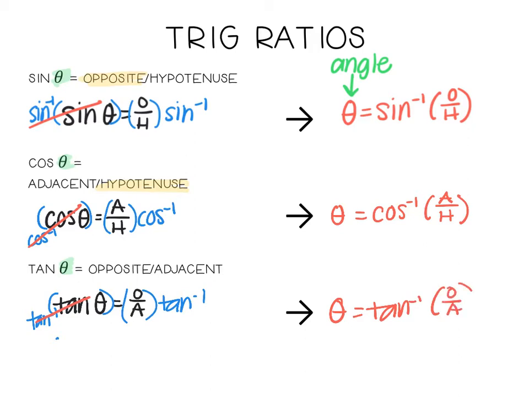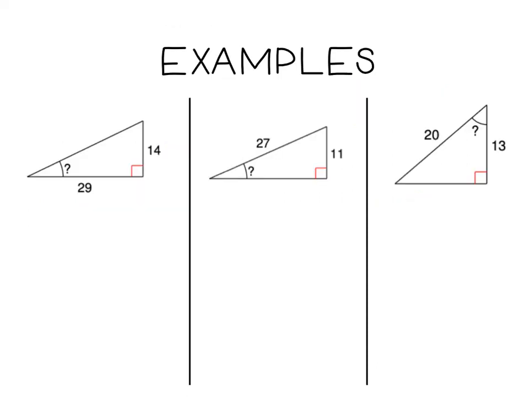Now in the calculator, if you're using a handheld calculator, you'll use the second button and then hit the sine, cosine, or tangent button in order to get that inverse, or arc. Make sure that your calculator is in degree mode before you try to solve for anything with trig, because it will give you the incorrect answer if your calculator is in radian mode. Now we're going to do some example problems.